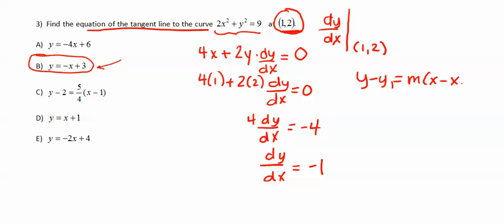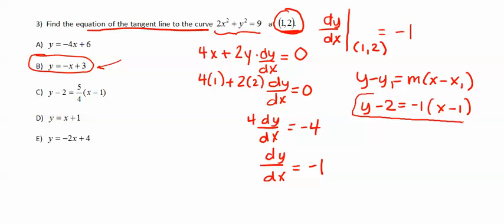minus x1. Now this is called point-slope form of a line. And you put in your point, y minus 2, and you put in your slope, which we calculated to be -1, and you put in your x, which is 1. And according to this, if we were using this for a free response question, we would just stop. But over here, we've got slope-intercept form, so we might want to go ahead and work this out.